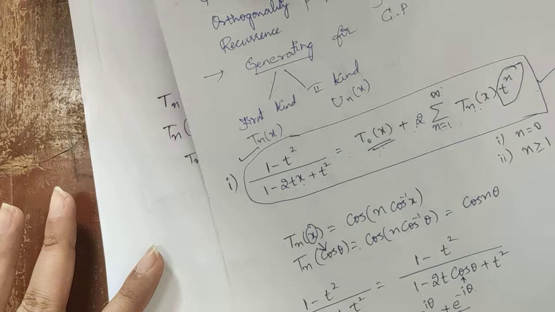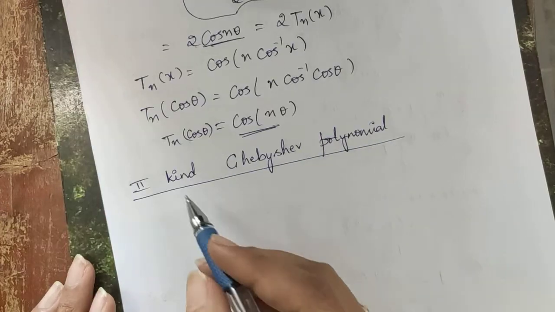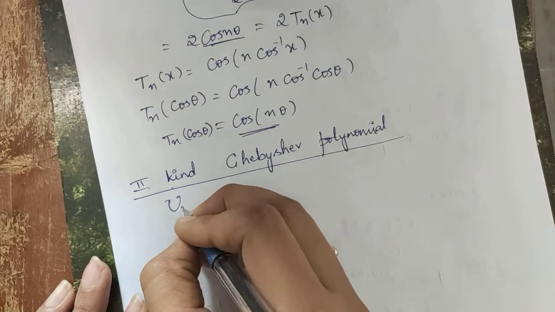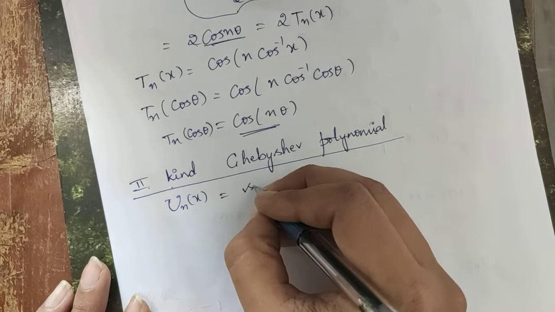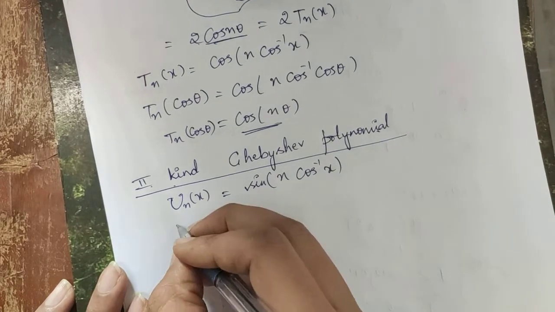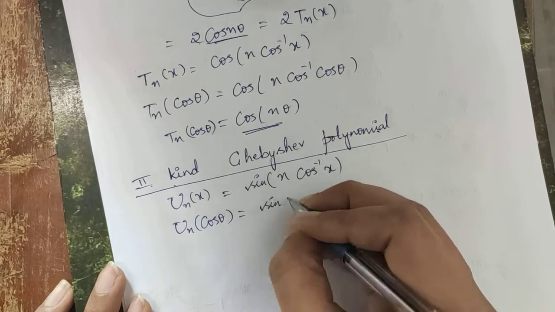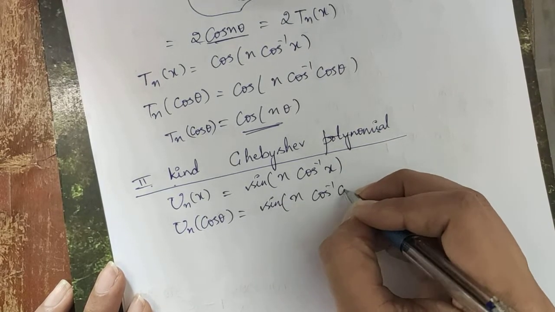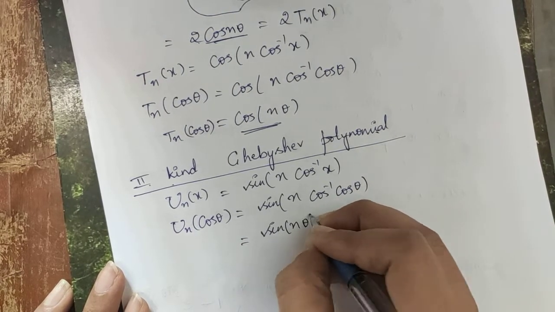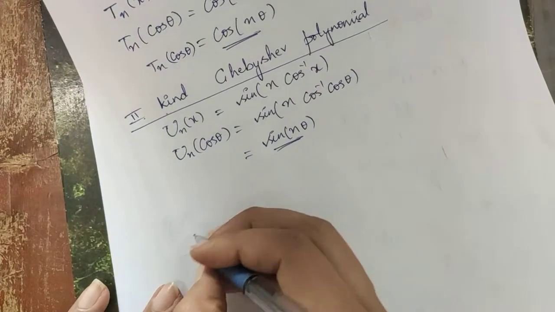Now let us discuss Un of x, that is the second kind. We will denote the Chebyshev polynomial of second kind as Un of x. This is nothing but sine of n into cos inverse x, right? So Un of cos theta is nothing but sine of n into cos inverse cos theta, that is sine of n theta, right?